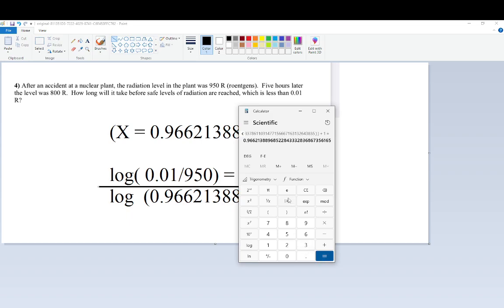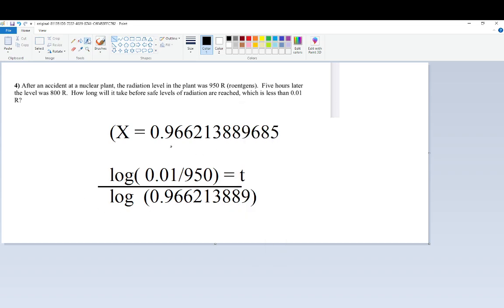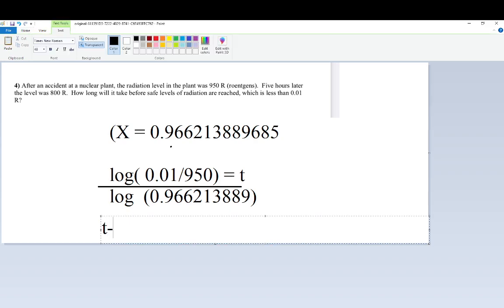I already have that nice decay rate in there, so I'm just going to save it to memory. Clear it. I'm going to take the log of 0.01, but I have to divide it by 950 first and hit equals before I click my log. So that's my log up top, and I'm going to divide it by the log of my memory. And I get this many hours. Remember, we were working in hours. So the time it takes to be safe is over this many hours.